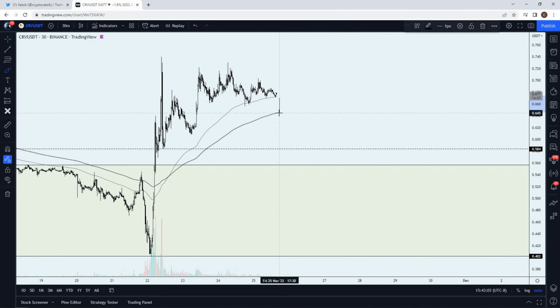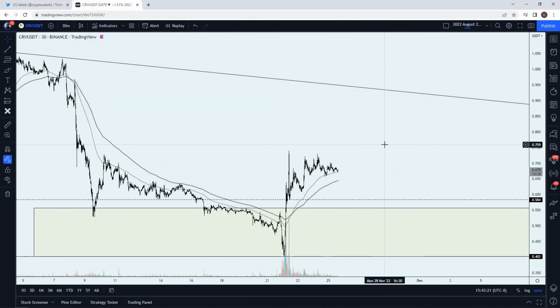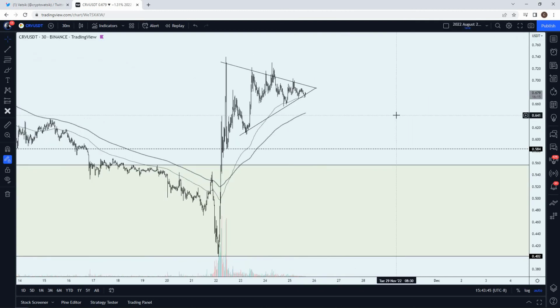to 65 cents. Ultimately, like I said, I'm really hoping I can get in down here, closer to 60 cents or just under 60 cents. So I'll be watching that. Probably won't be longing up here, but in my opinion, this looks like it's good for another pop. Got a bit of a triangle here, so you could play it that way too.